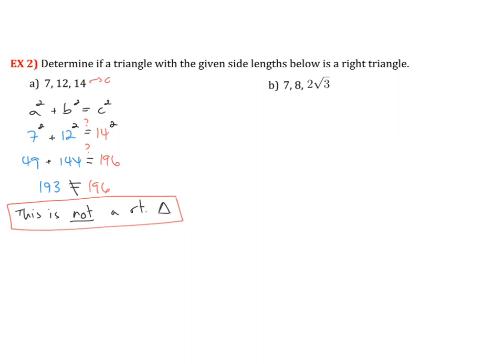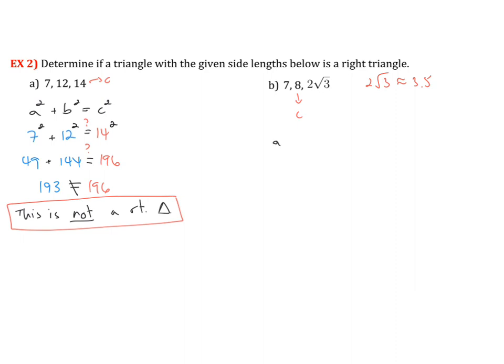Putting this into a calculator, so of course it is very handy if you have a calculator on hand. 2 times the square root of 3 is roughly, if you use the decimals, about 3.5. So 3.5 is much smaller than 7 and 8. So what that means is our 8 right here will be C, because that's the largest side.